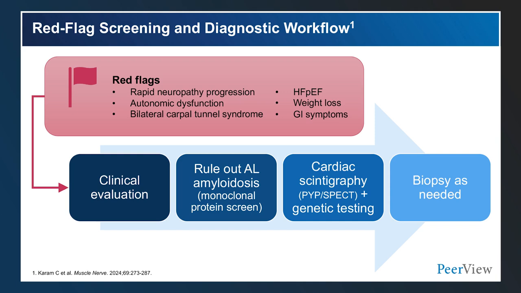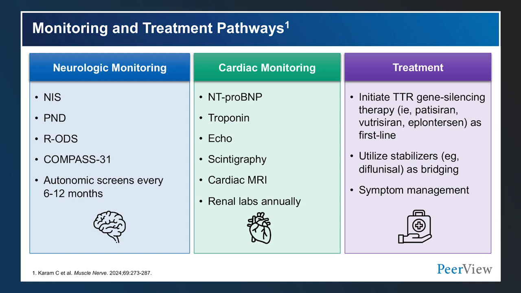In your workflow, you want to identify patients with red flag symptoms, as we had talked about, evaluate them clinically, rule out AL amyloidosis with SPEP, immunofixation, and serum free light chain, and potentially, if needed, further workup with a hematologist. Get either a PYP scan of the heart or tissue biopsy with genetic testing. Again, you don't necessarily need tissue if your PYP scan is already positive. And then once you identify your patients, serial monitoring over time with these specialists is important.